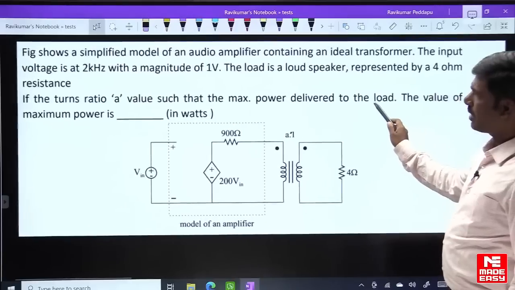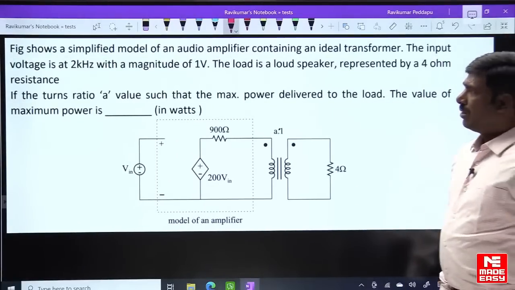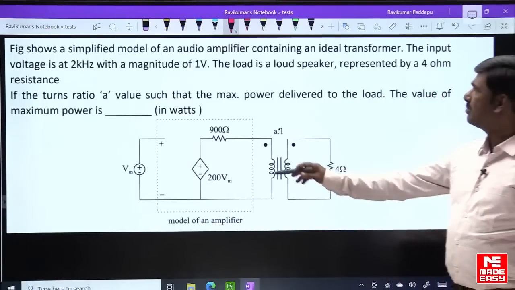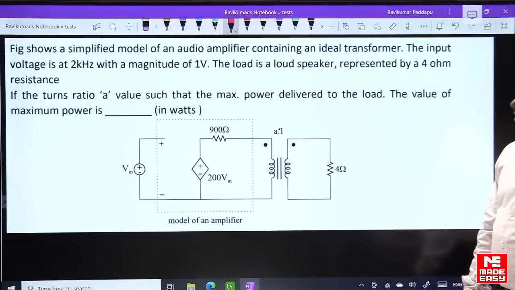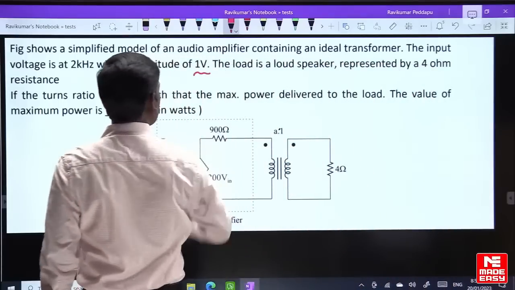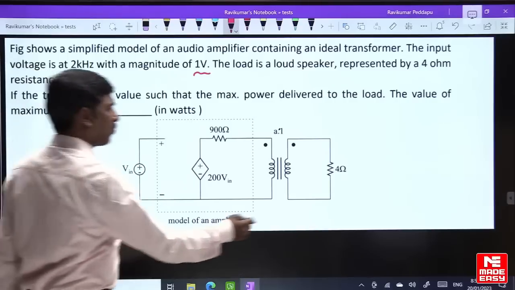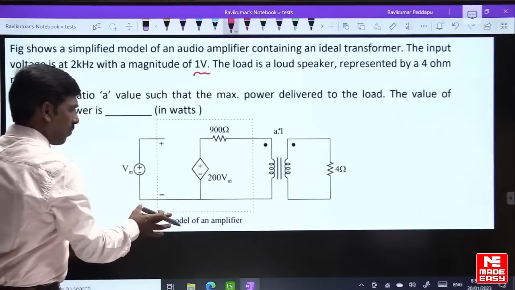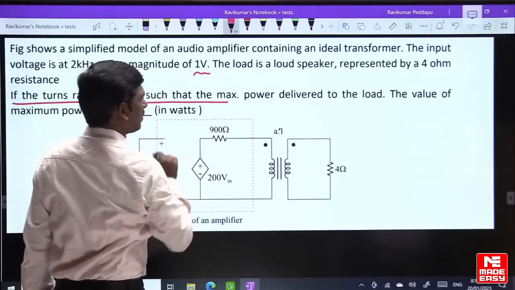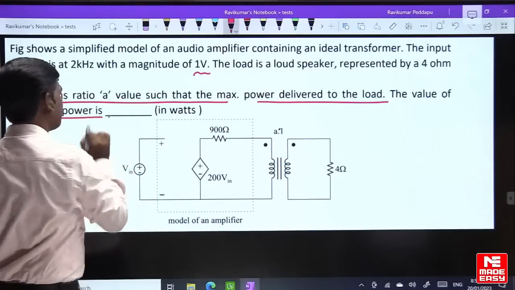Now the question is based on magnetically coupled circuit. Figure shows a simplified model of an ideal amplifier containing an ideal transformer. The input voltage is at 2 kHz with a magnitude of 1 volt. The load is a loudspeaker represented by 4 ohm resistance. This is a model of an amplifier. If the turns ratio A is such that the maximum power is delivered to the load, find the value of maximum power.